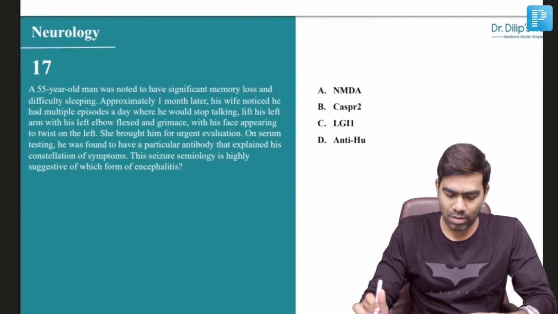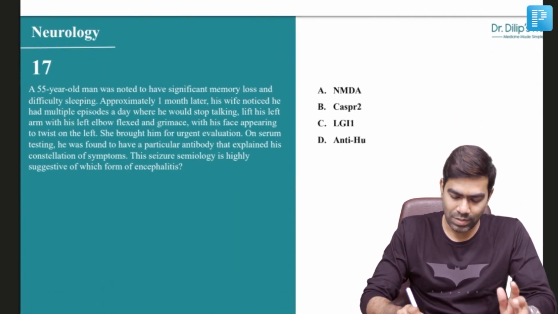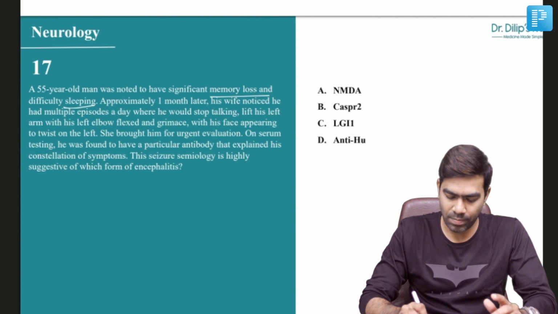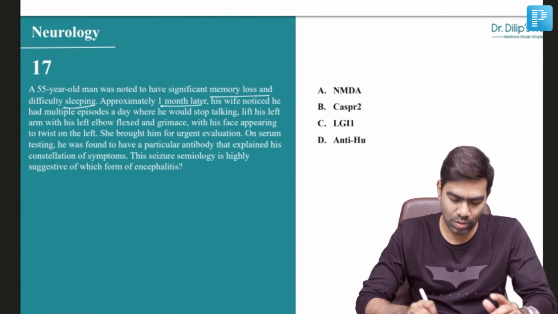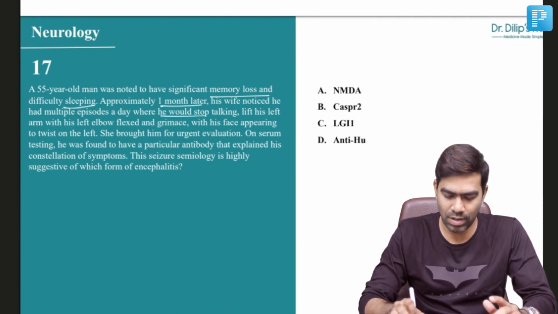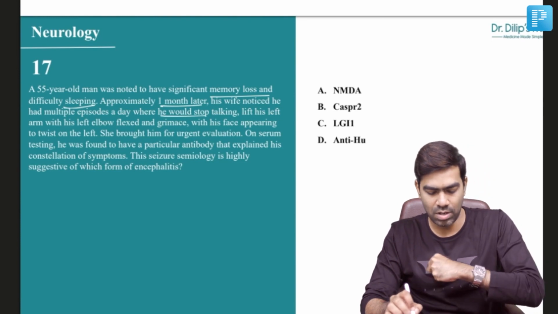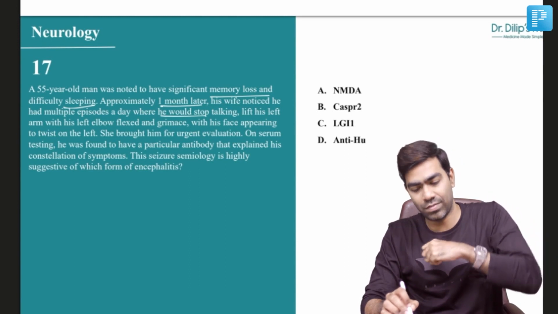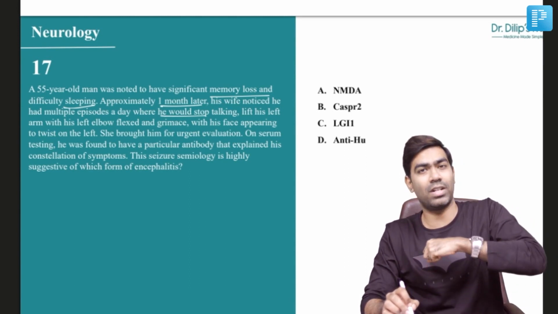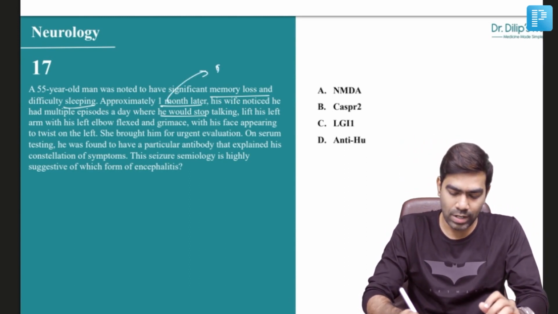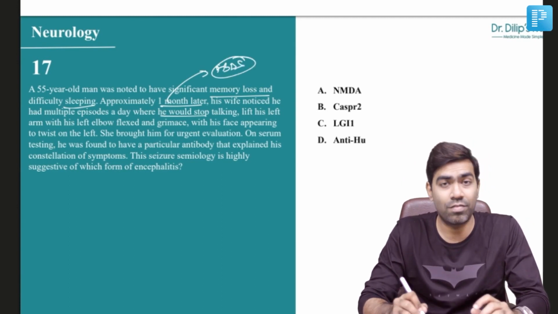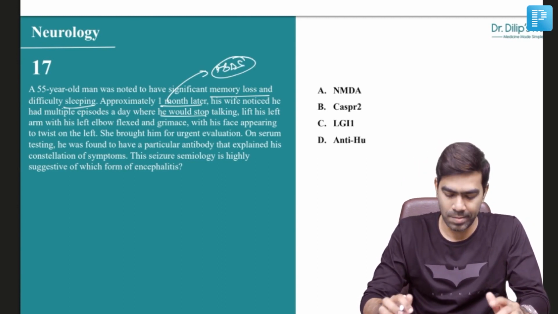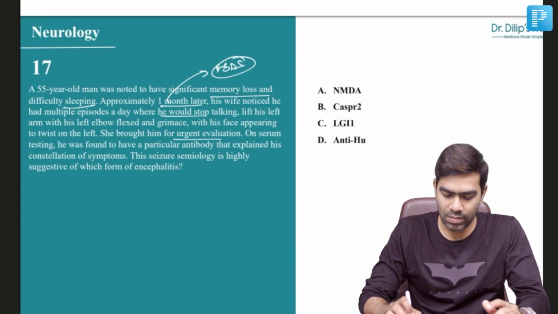Coming to question number 17, you have a 55-year-old man who was noted to have significant memory loss and difficulty sleeping. Approximately 1 month later, his wife noticed he had multiple episodes a day where he would stop talking, lift his left arm with his left elbow flexed, and a grimace with his face appearing to twist towards the left like this. So this is a typical type of seizure called FBDS. That's called facio-brachial dystonic seizures. She brought him for urgent evaluation.